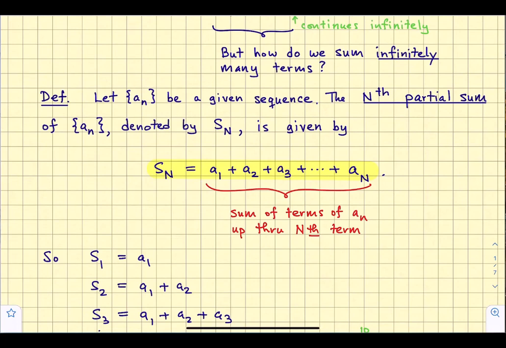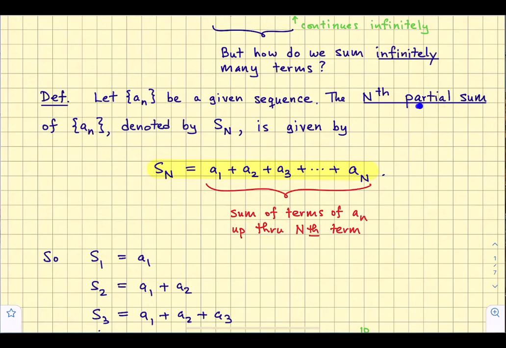Let a sub n be a given sequence, so we know this sequence. The nth partial sum of that sequence, we'll denote by s sub capital N, so think of capital N as a fixed number. All we're going to do is go to the sequence a sub n and sum from the first term up to the capital nth term. So we're going to take a1 plus a2 plus a3 plus dot, dot, dot, all the way up to a sub n, whatever the n is.